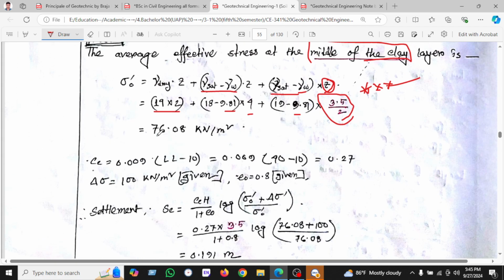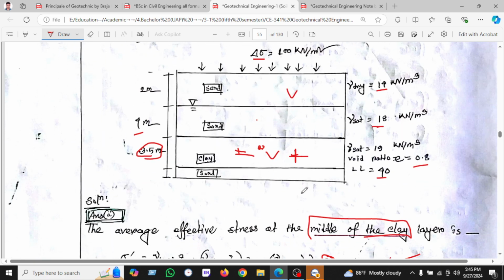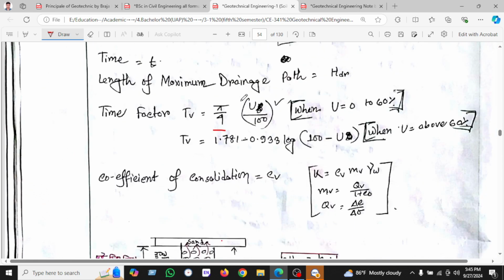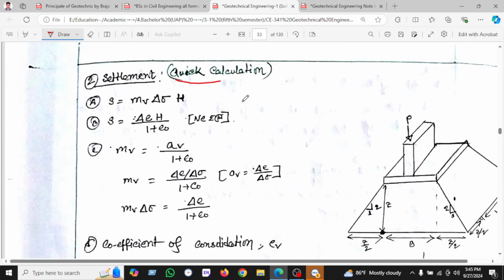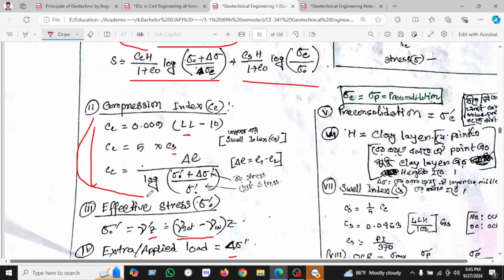And we found sigma naught equal to 70.08 kilonewton per meter square, and Cc we know is 0.009 times liquid limit minus 10. So we have the liquid limit given here as 40. That's why we have used this formula. Otherwise we will use the one on page 52. We will go to page 52. This is very important.